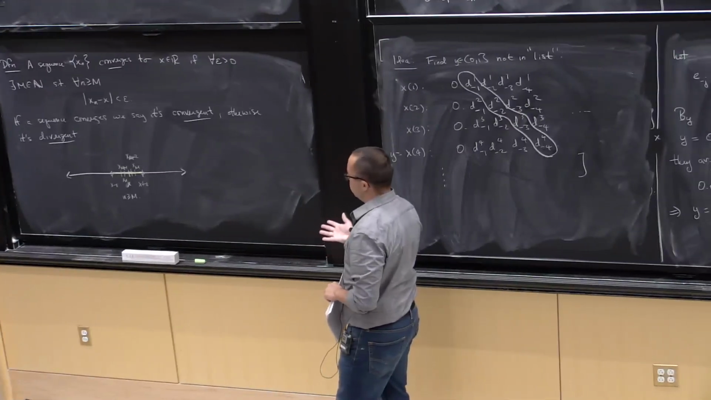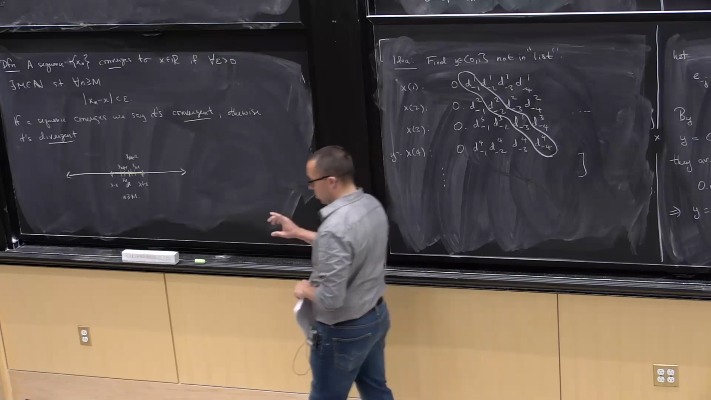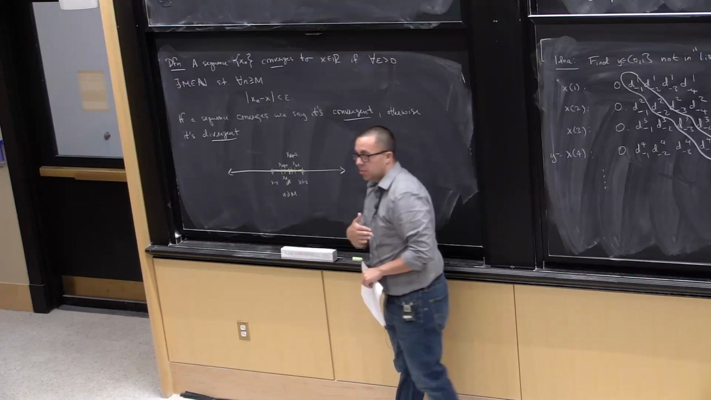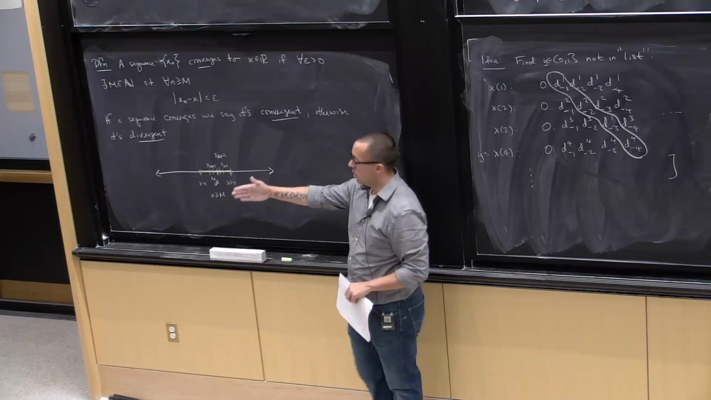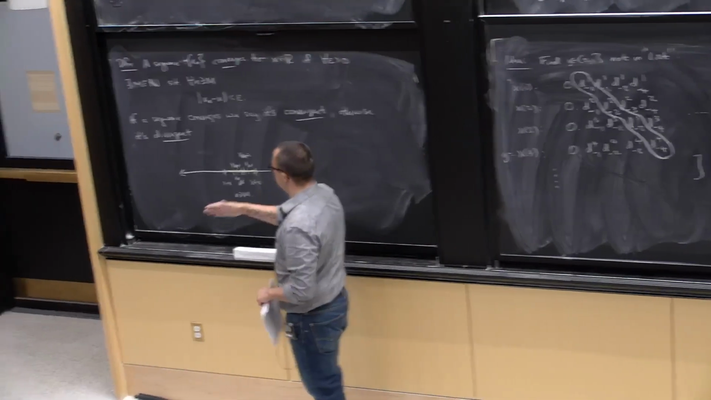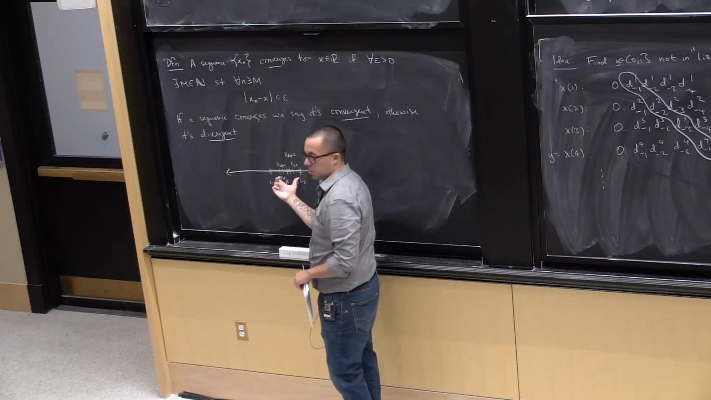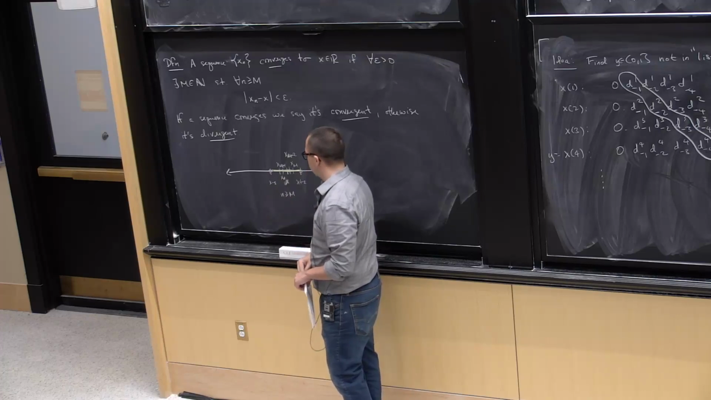So I should be able to do this for every epsilon. Okay, so for any amount of tolerance epsilon, you should be able to go far enough out in the sequence that all entries in that sequence are within this tolerance of x. Okay?